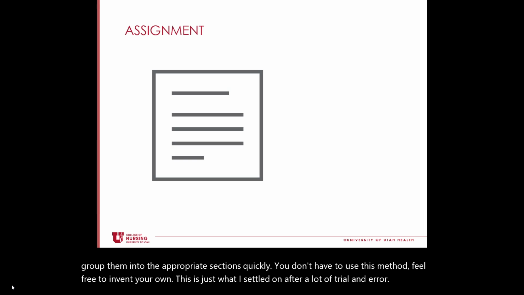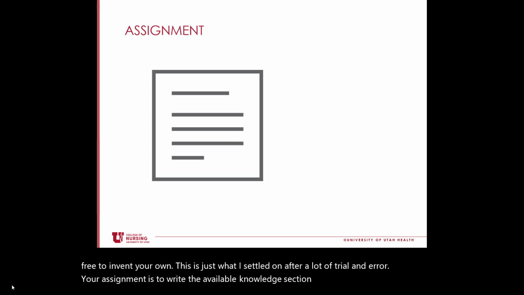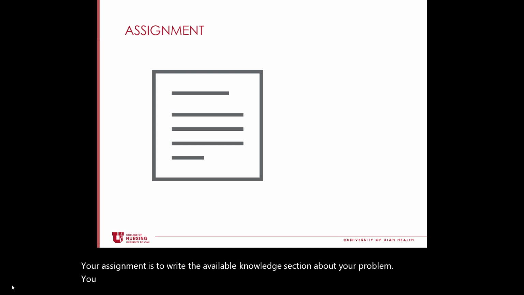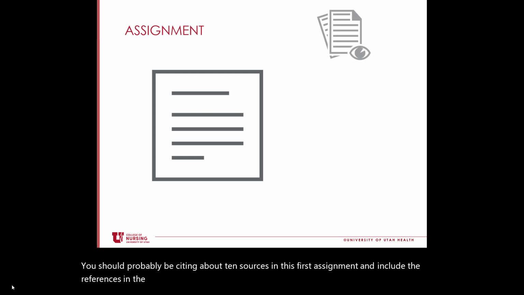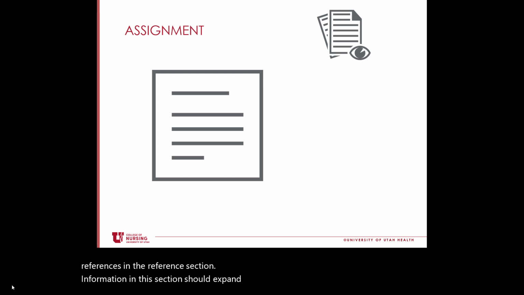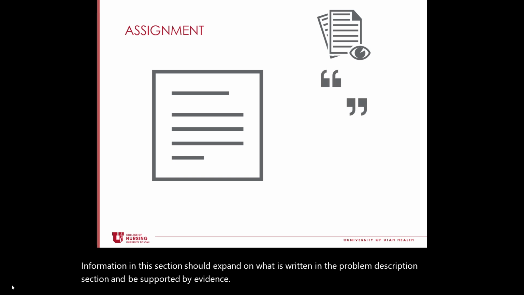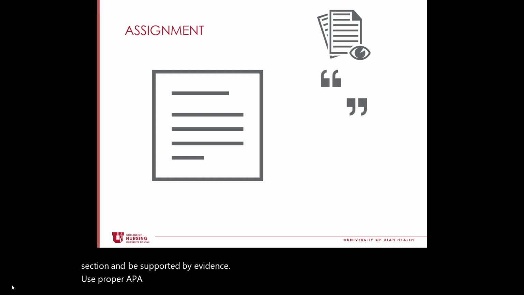Your assignment is to write the available knowledge section about your problem. You should probably be citing about 10 sources in this first assignment and include the references in the reference section. Information in this section should expand on what is written in the problem description section and be supported by evidence. Use proper APA citations and references.